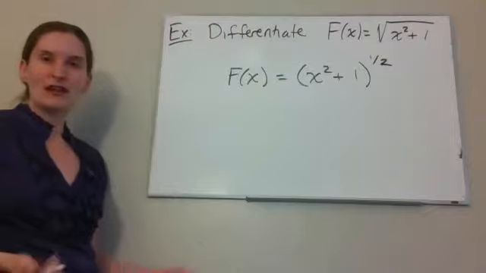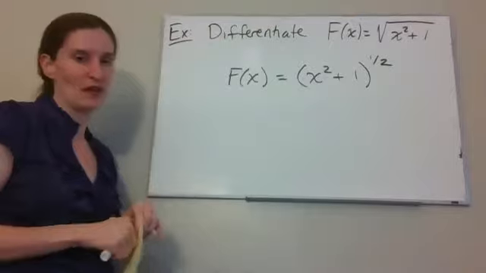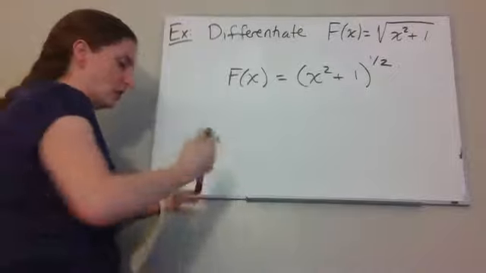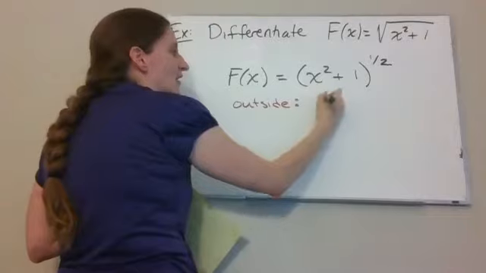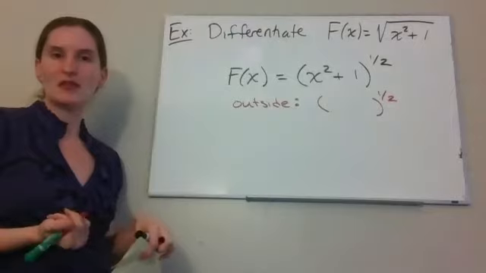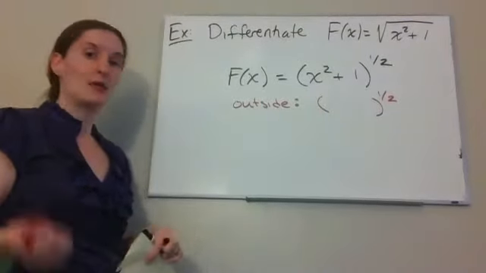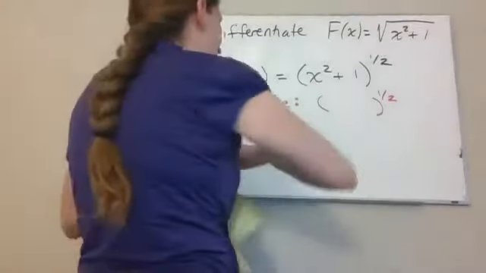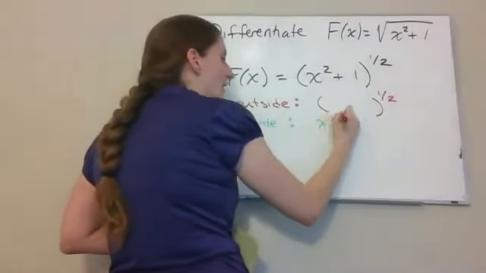So now we have to figure out what is this outside function and what is this inside function that we're thinking about. Well, by the outside function, I'll write that in red. The outside function is what I get when I kind of ignore what's in the parentheses. My outside function is something to the 1/2 power. And we know how to do that derivative using a power rule. And then my inside function is the stuff inside the parentheses, x squared plus 1.